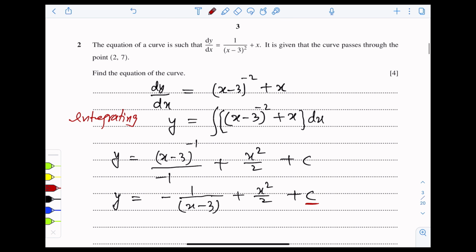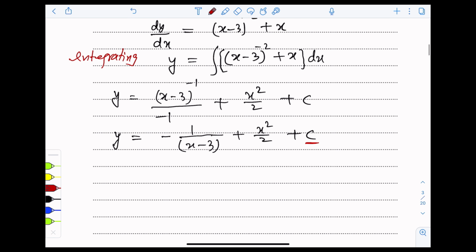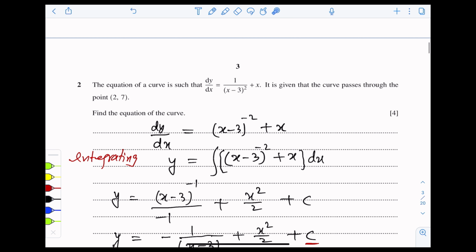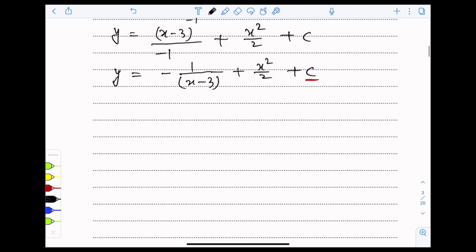How will we find the value of c? This is the equation of the curve. Now this point is given, 2, 7. This point lies on the curve, so we will put this point 2, 7.